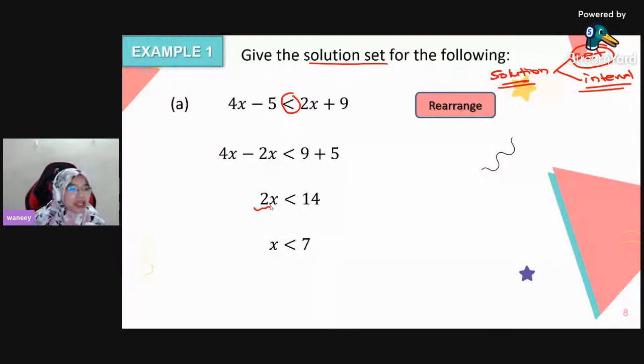So x will stay as x less than 7. Okay, so we keep the sign because this is a positive number. You are dividing with some positive number. Make sure you don't change the inequality sign.